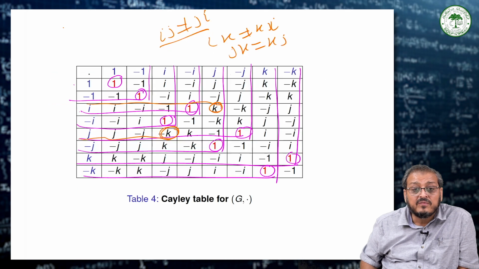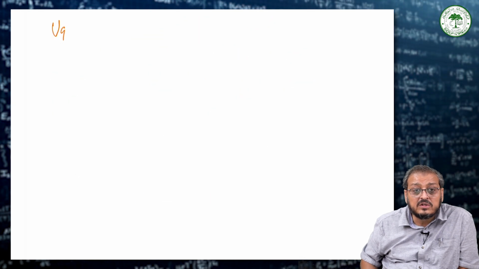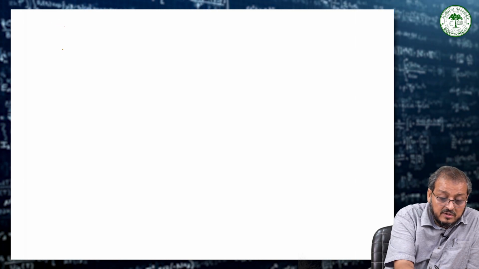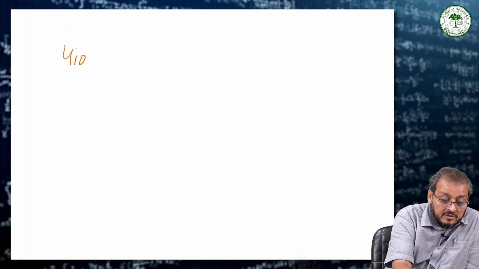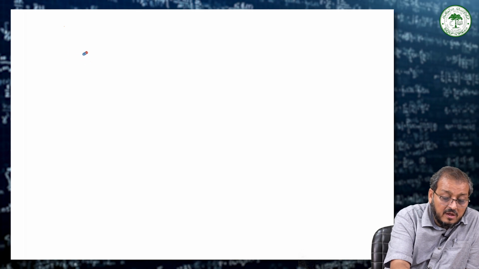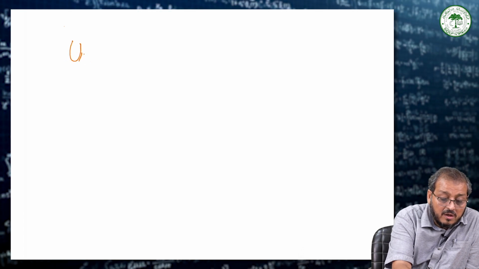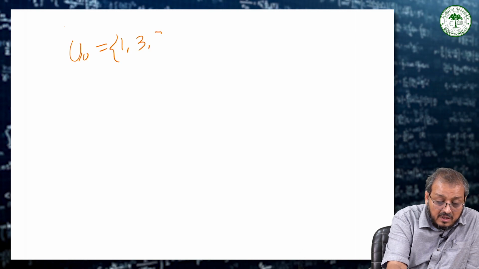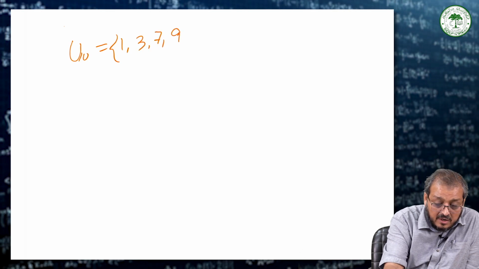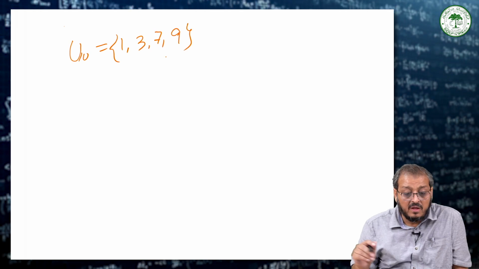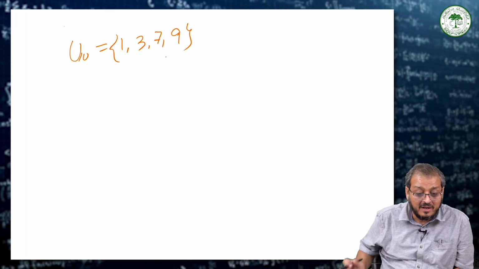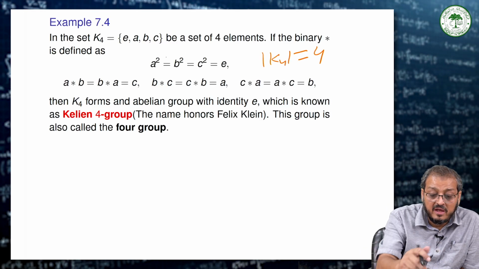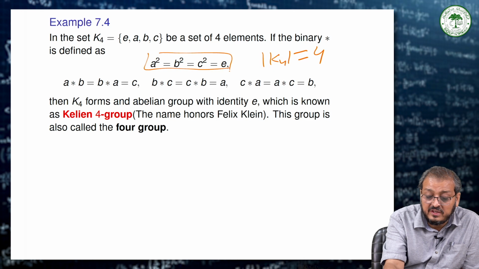So we take U10, and the elements are 1, 3, 7 and 9. So these are the 4 elements. Now you see the previous groups, this property is satisfied here.